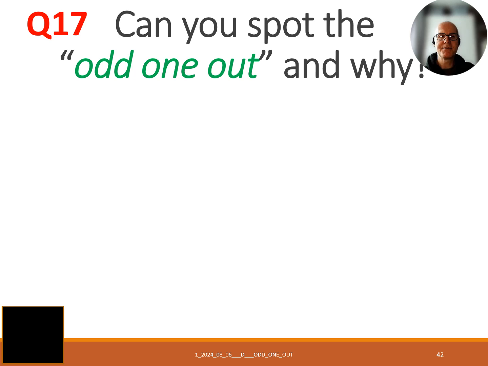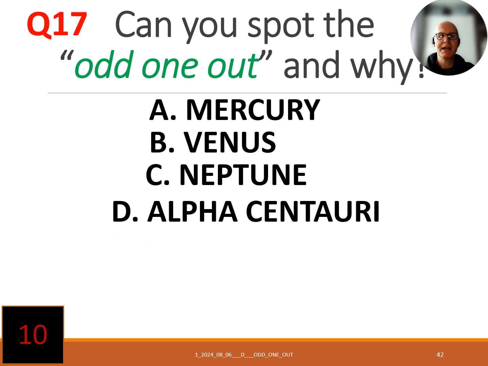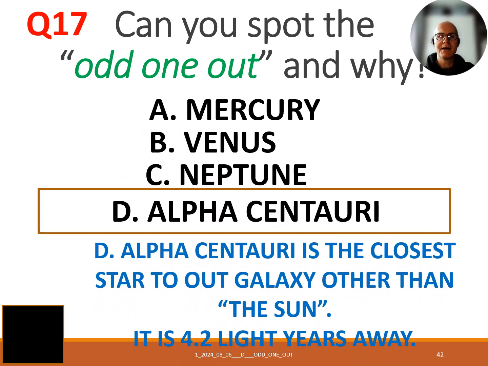Question 17. A. Mercury. B. Venus. C. Neptune. And D. Alpha Centauri. What was the odd one out from these four celestial bodies? It was Alpha Centauri. Alpha Centauri is the closest star to our galaxy other than the Sun, and it is 4.2 light years away.